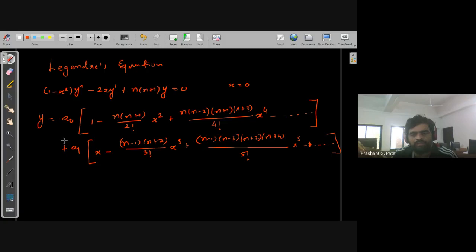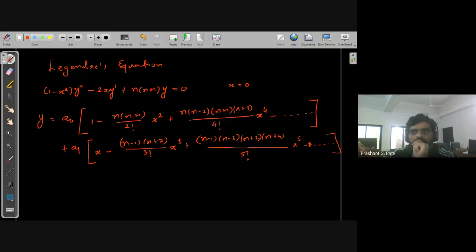And we have noted that if this n is a positive integer, then any one of these series will terminate, and that is known as the Legendre polynomials.